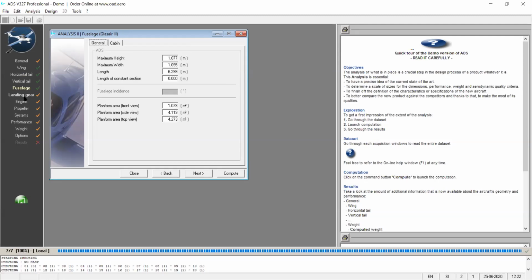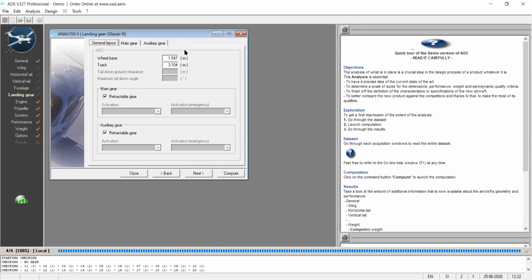Okay. And landing gear. So we can see the wheelbase, how much? 1.57 I have taken. The track is 3.10. I already fed the information to this. I'm just telling you the already calculated values. What should be the wheelbase? Around 1.547 meters and 3.104 meters.